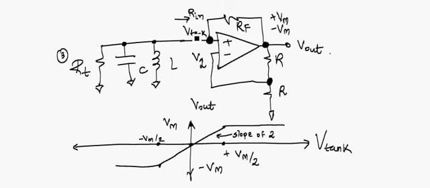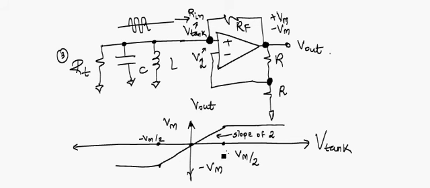Now, if this V tank starts swinging like this, that's its amplitude. Think about what happens around 0 volts. As V tank tries to go up, because of this feedback system, V2 follows V tank. And because V2 tends to be equal to V tank, this point tends to be equal to V tank. Then, because of this voltage division, V out tends to be twice V tank. So when V tank is near 0 voltage, you get a slope of 2 in the transfer characteristic of V out versus V tank.